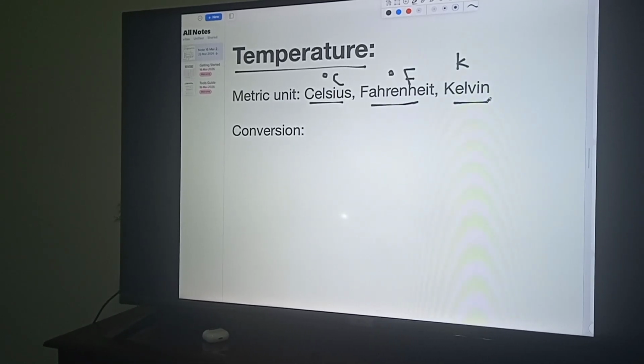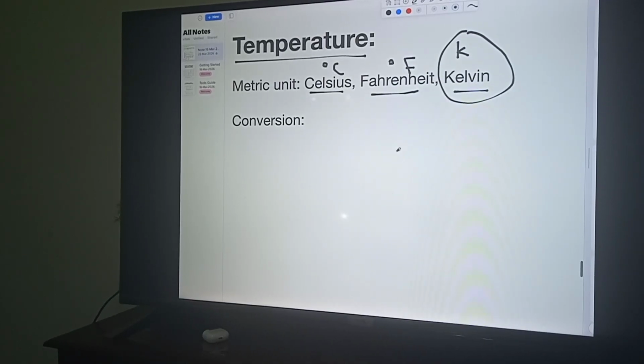Now, degree C and degree F are routinely used units. That is, you see it in a thermometer which measures body temperature. But Kelvin is used rarely. Kelvin is used to measure temperature of stars, planets, or outer space. It is used in physical experiments and scientific research.